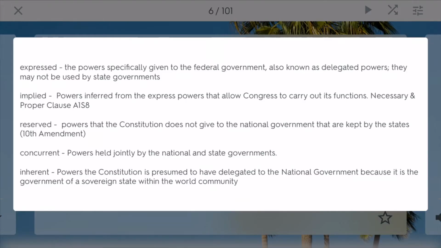And inherent powers are powers the Constitution is presumed to have delegated to the national government because it is the government of a sovereign state within the world community. So in this type of power, the power is given to the federal level that has the most power.